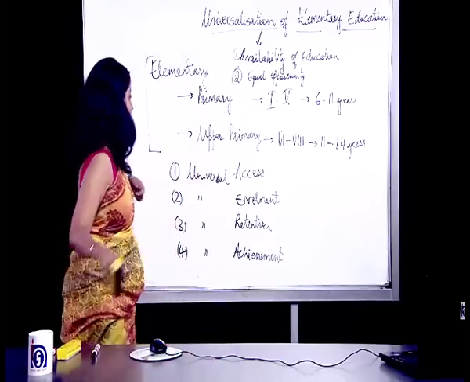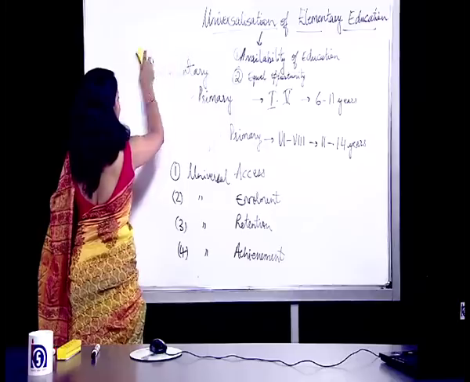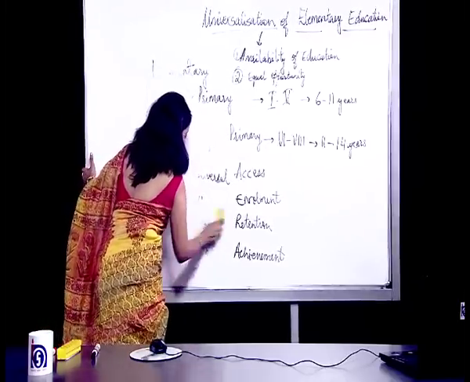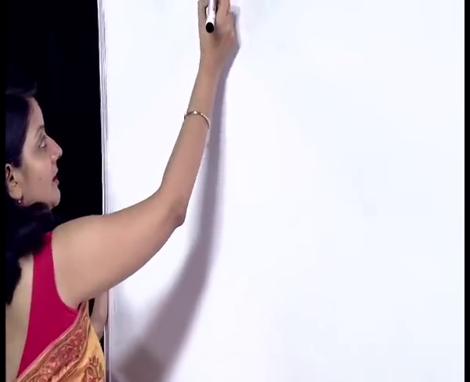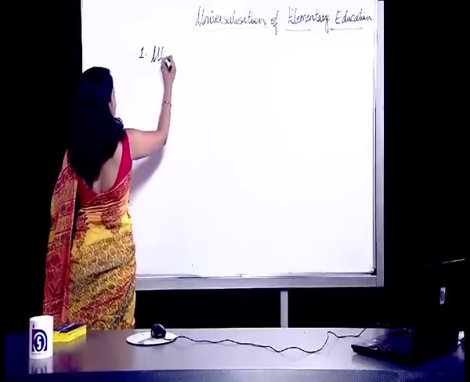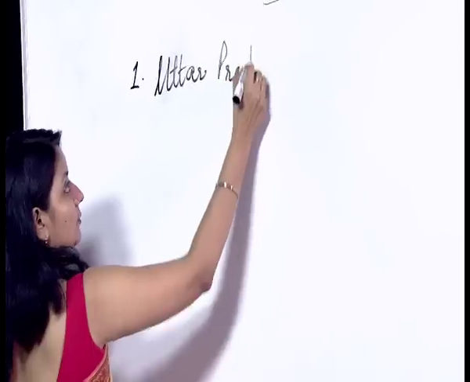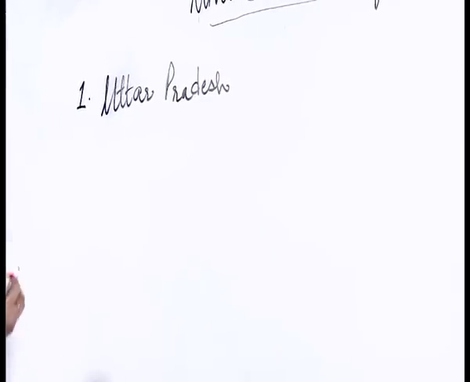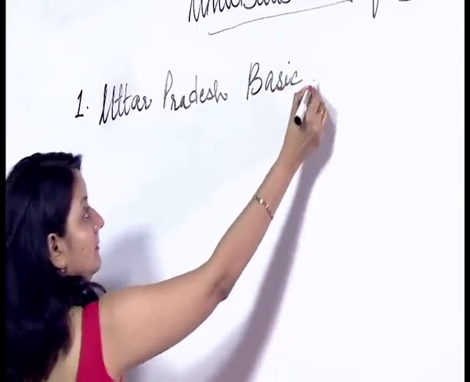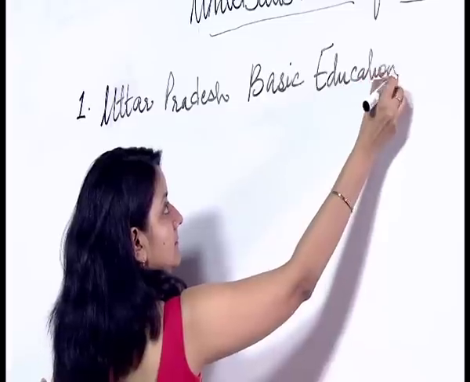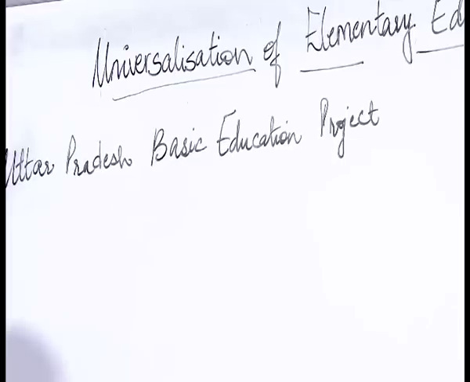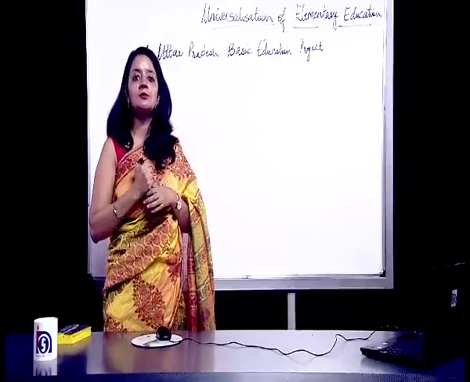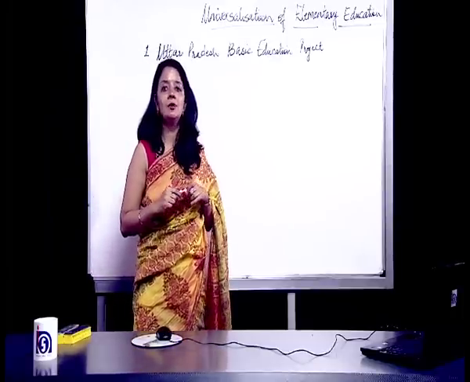Now there are various projects which have come up under the universalization of elementary education, and we will discuss all these projects. Okay, so as I was saying, we are discussing the projects under the universalization of elementary education. So the first one that we will discuss today is Uttar Pradesh Basic Education Project. Now as the name says, this project was under Uttar Pradesh government. I am sure this much is clear to everyone.